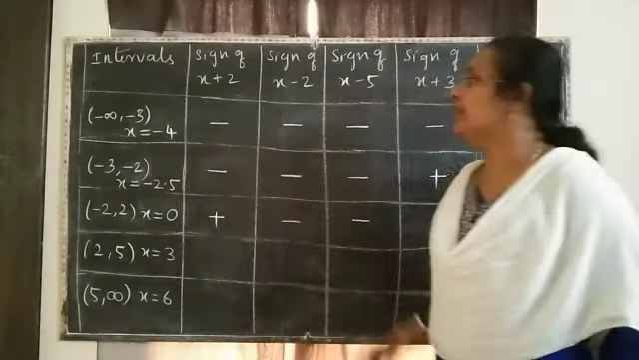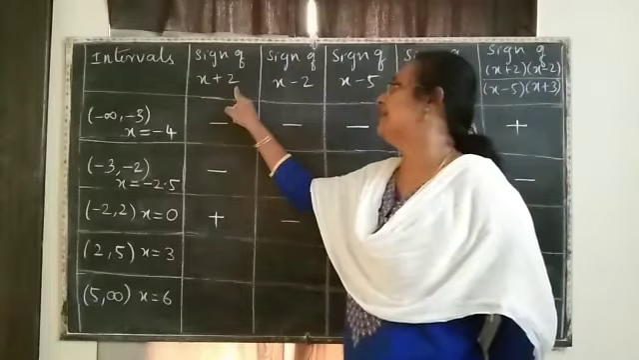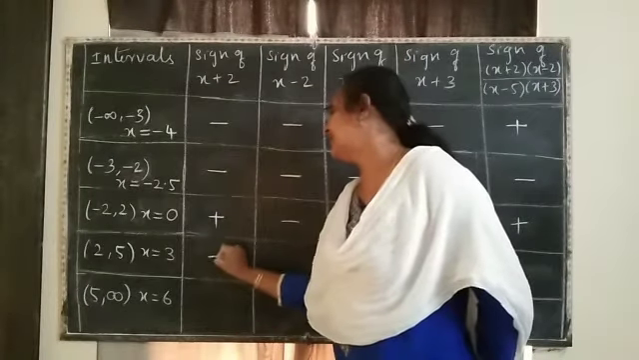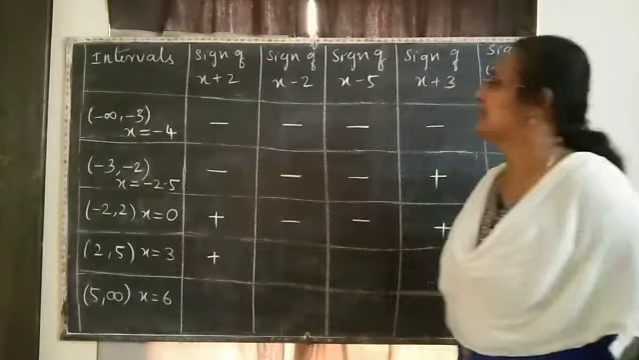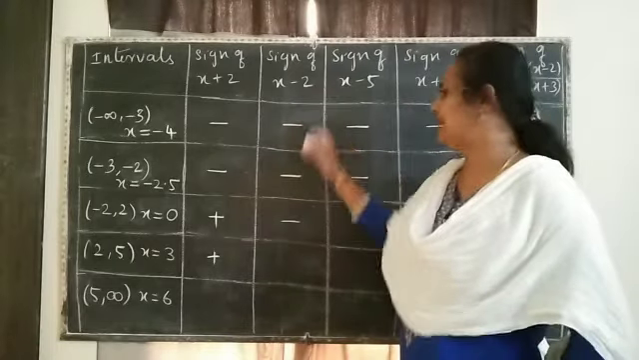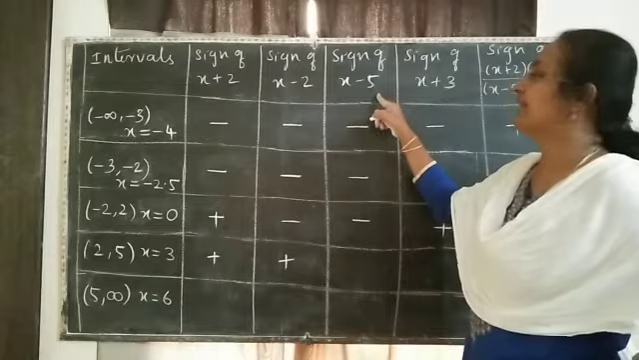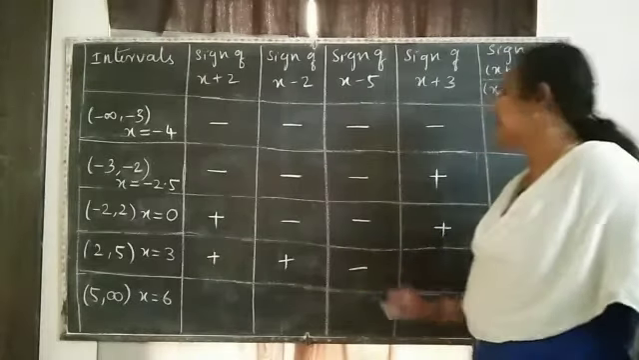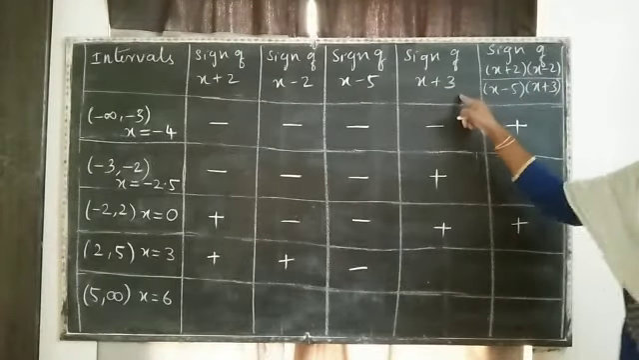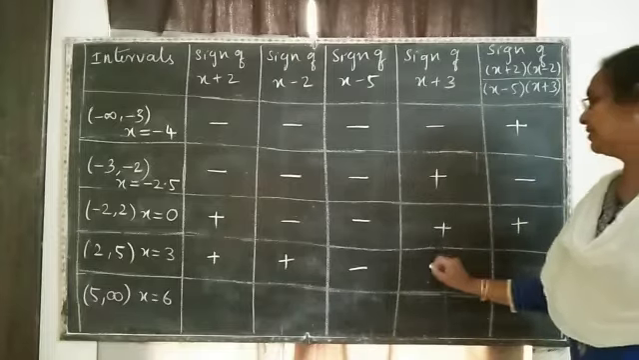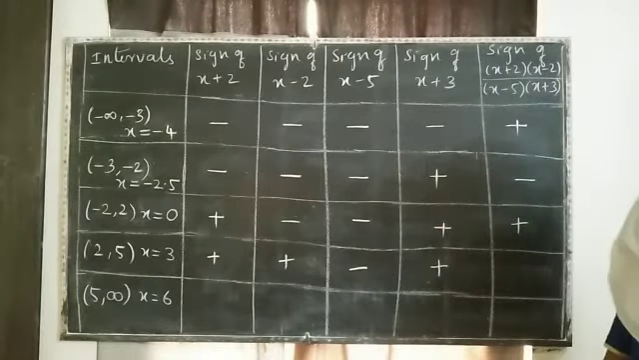Now look into this. X is equal to 3. 3 plus 2 gives plus 5, so the sign is positive. 3 minus 2 is plus 1, so the answer is positive. Now 3 minus 5 is minus 2, the answer is negative. Now 3 plus 3 is 6, so the sign is positive.